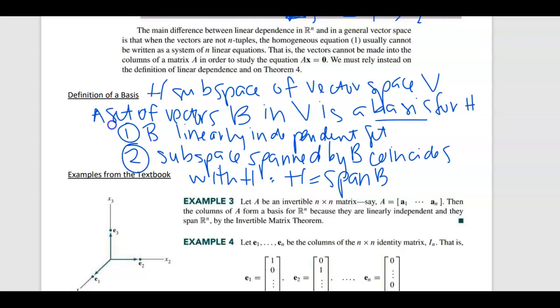Some examples from the textbook on this. If we let A be invertible, so A inverse exists, then the columns of A do form a basis because they are linearly independent. Think back to that whole list of the invertible matrix theorem. If A inverse exists, then all of these column vectors must be linearly independent. If I have linear independence, then I know that these columns are going to form a basis for Rn.